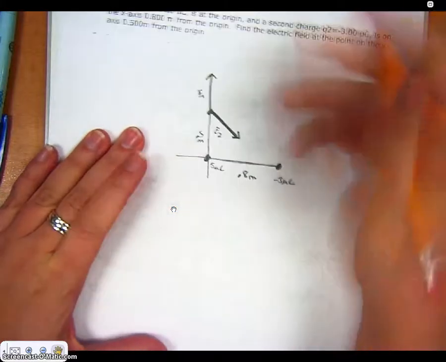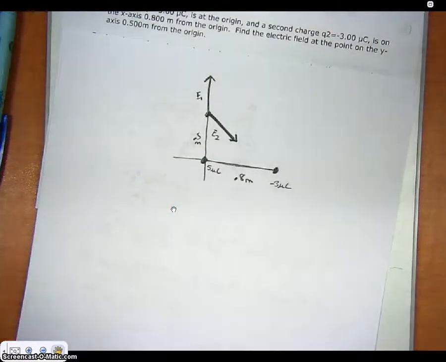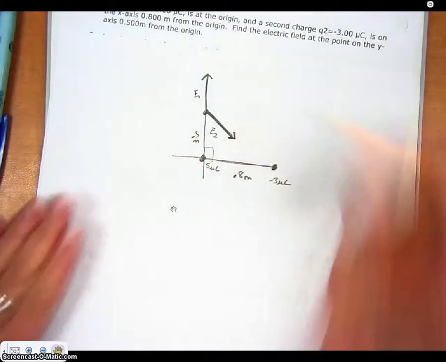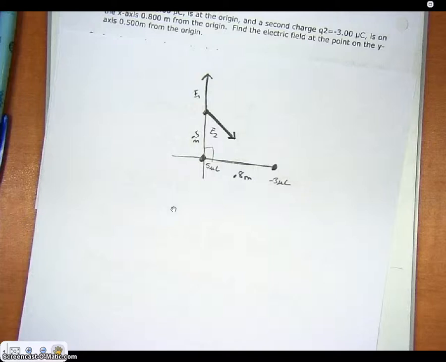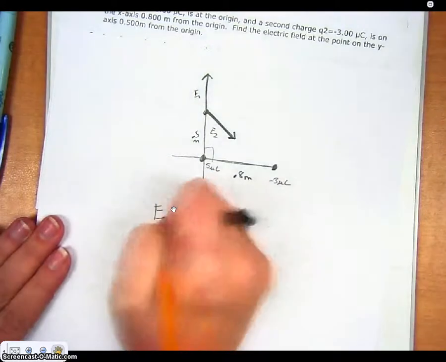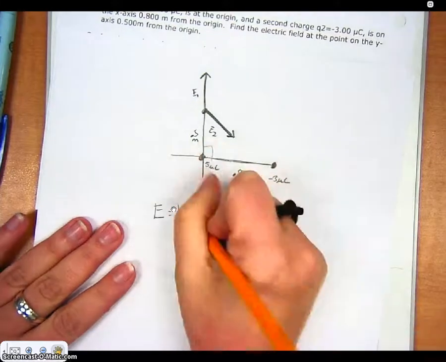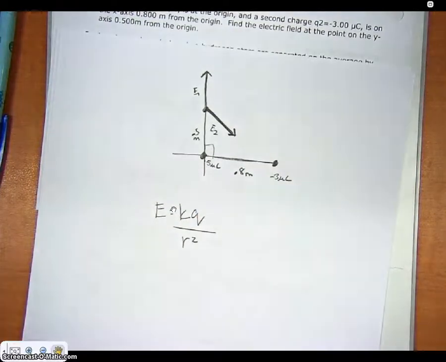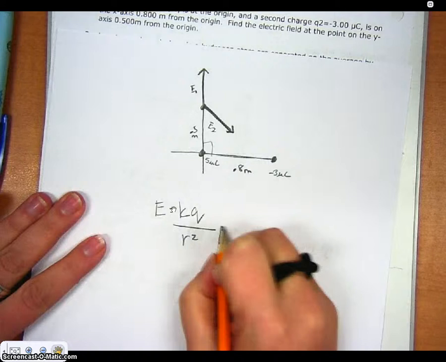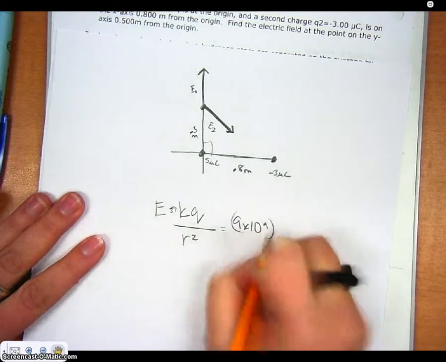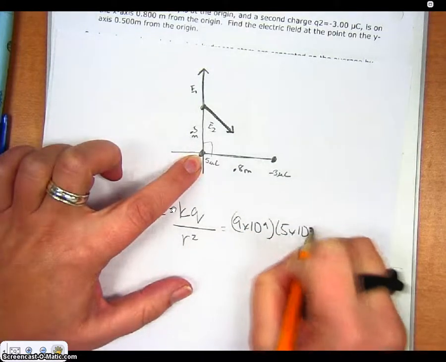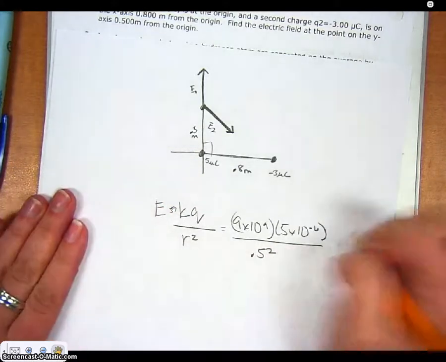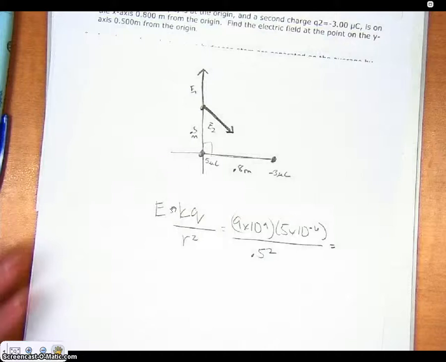Now the other thing that I need to figure out is the distance. So I have a right triangle right here. I know the distance between these two, that one's simple, so why don't we just start with that one? And remember that the electric field is equal to K times Q over R squared. So I've got 9 times 10 to the 9th times 5 times 10 to the negative 6 over 0.5 squared. That will give me the magnitude of this electric field.